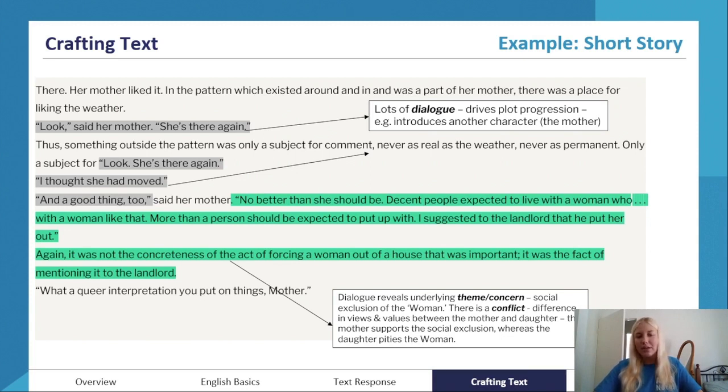Again, it was not the concreteness of the act of forcing a woman out of a house that was important. It was the fact of mentioning it to the landlord. What a queer interpretation you put on things, mother.